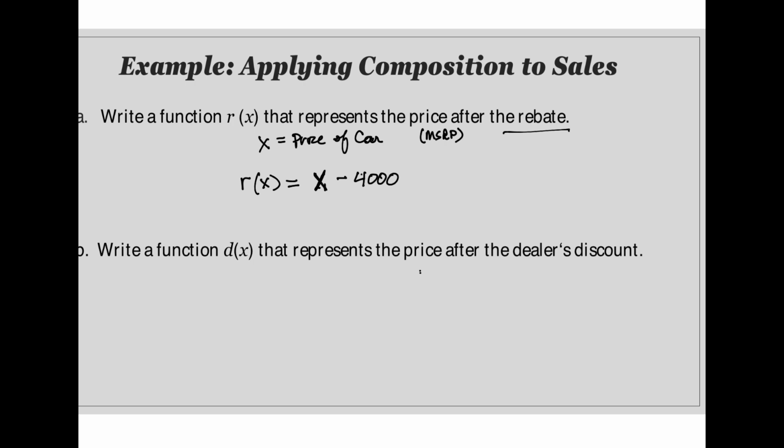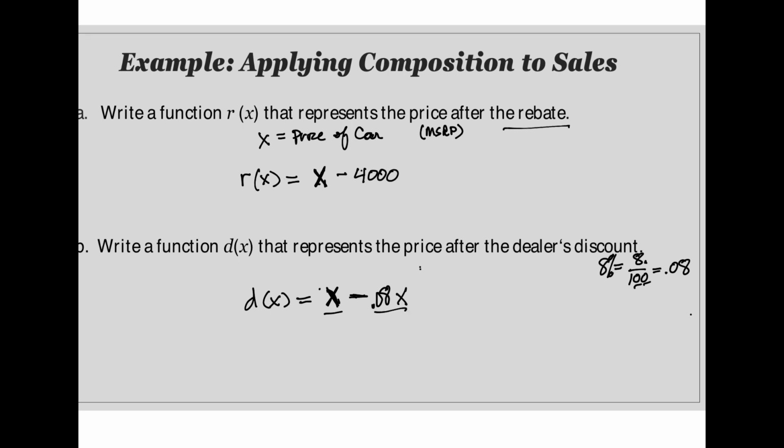All right, B, we're going to write a function that represents the price after the dealer's discount. So D of X is going to be my car price minus, we're taking 8% off, so we want to figure in 8% or 0.08 times X. We don't like to have the percentage symbol in there, so we need to know that 8% is equal to 8 out of 100, which is 0.08, 8 hundredths. We divide by 100, so there's two zeros, move that decimal back, which is after the 8, two spots. So our original price minus 8% of the price, which actually we can combine together. These are like terms. 1 minus 0.08 is 0.92, so we're going to 0.92 of X.